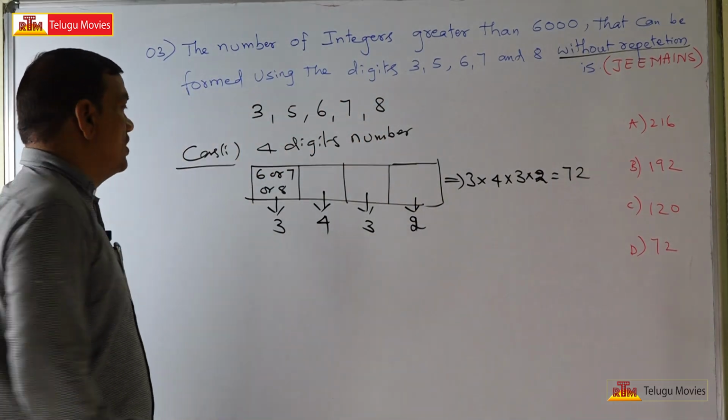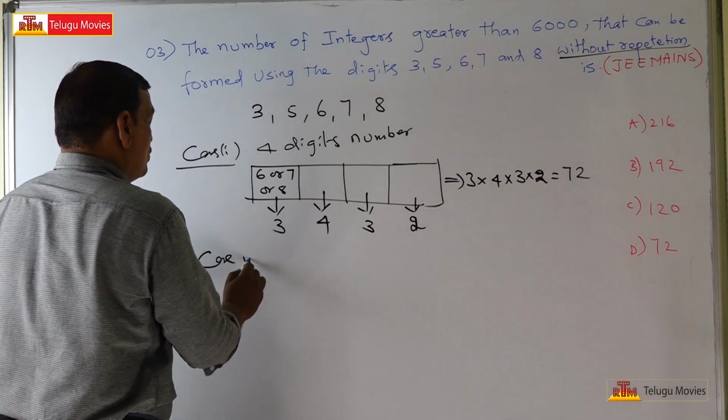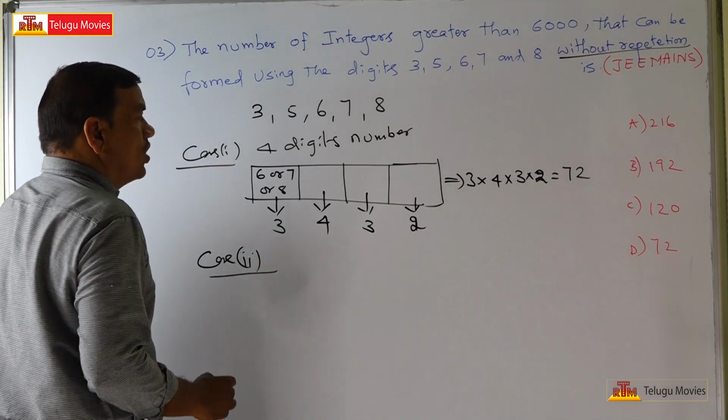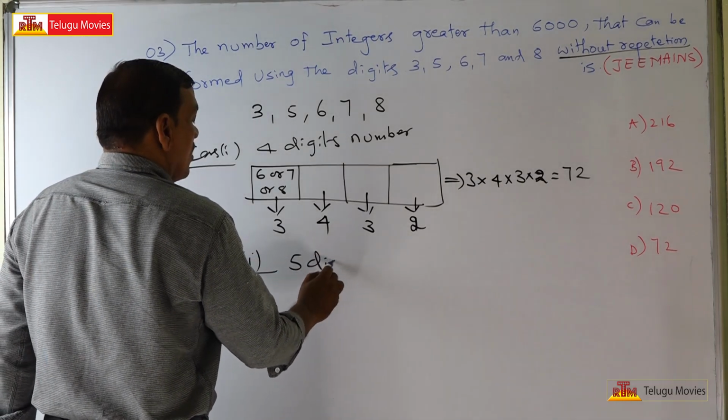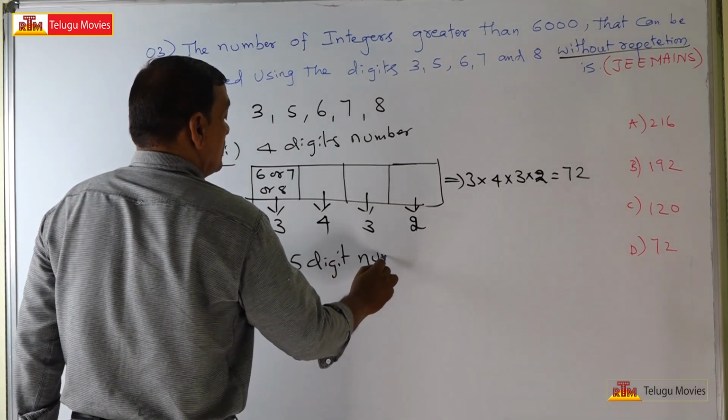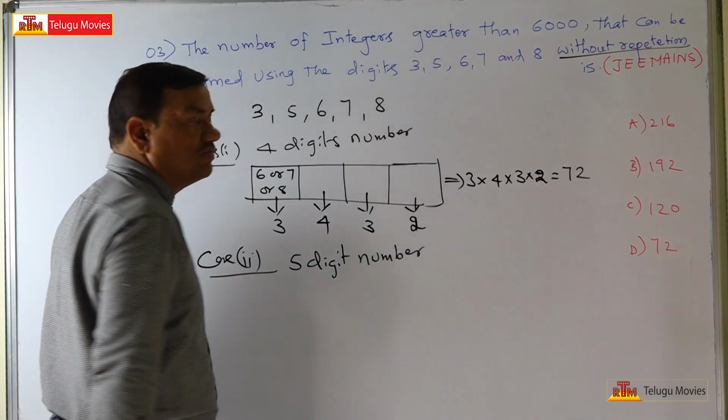Now coming to case 2: all 5-digit numbers. How many 5-digit numbers will be there?